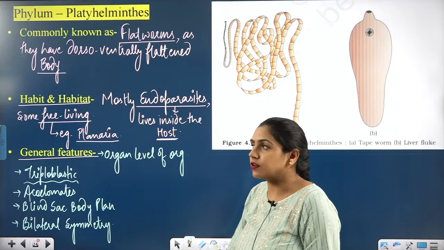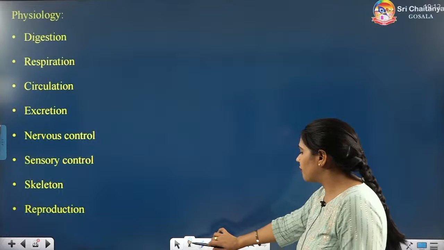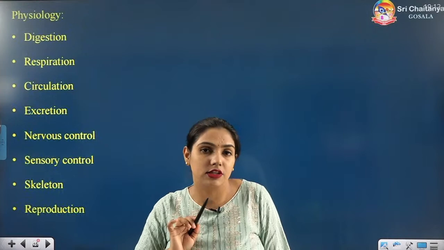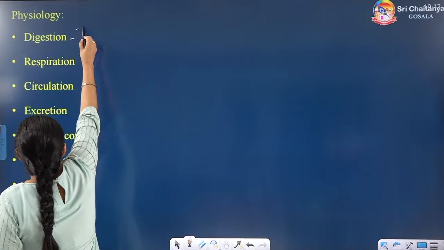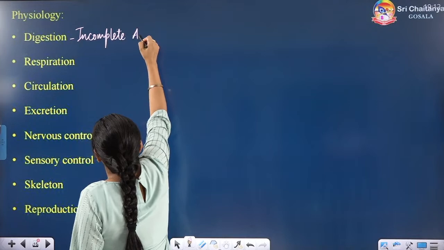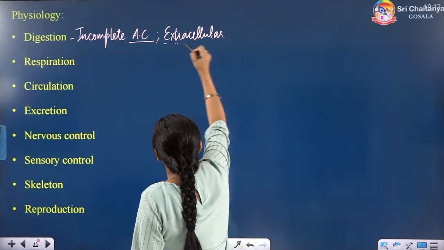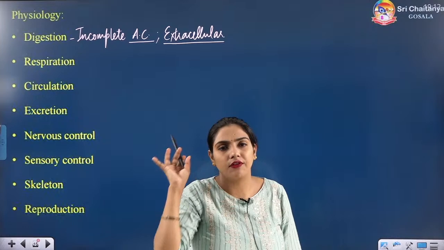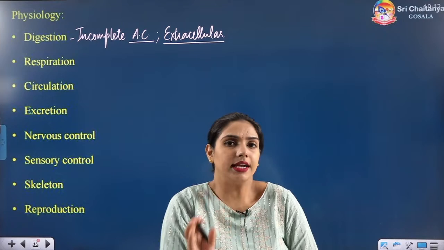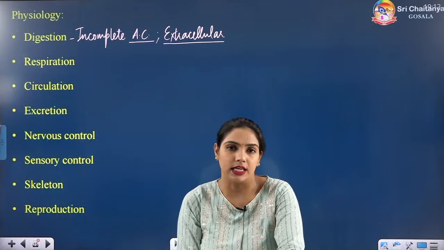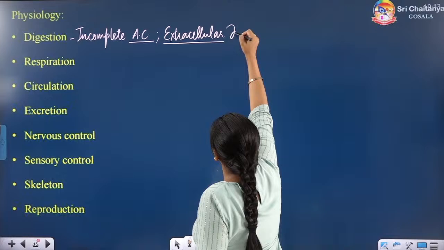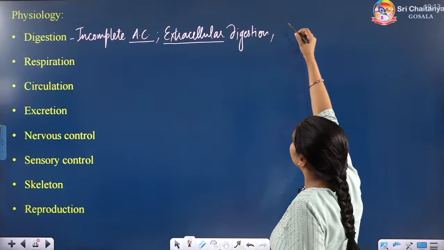All right. Now coming to the physiology of flatworms. If we talk about physiology, first of all we are talking about the digestive system. So there is blind sac body plan, that means incomplete digestive system, incomplete alimentary canal, right? Then I have told you in the previous phylums what we have discussed about the digestion. Porifera exclusively intracellular, you will not find extracellular digestion in them. Then if we talk about Coelenterata and Ctenophora, first there is extracellular digestion, then there is intracellular digestion. But here comes extracellular digestion, alright.